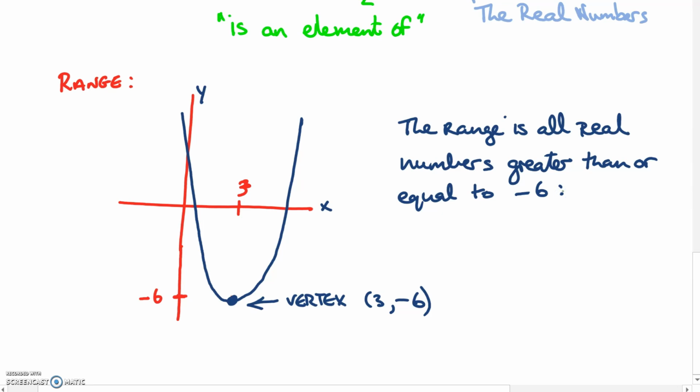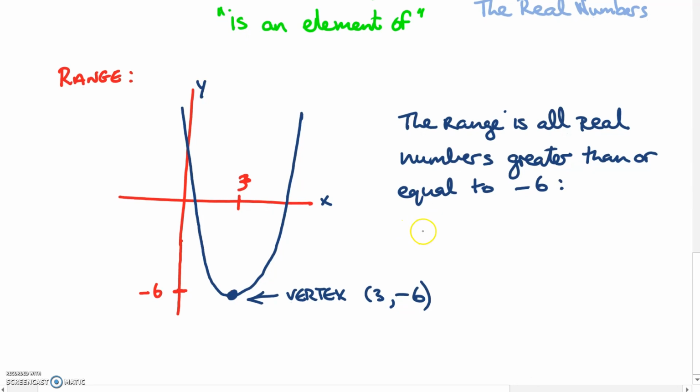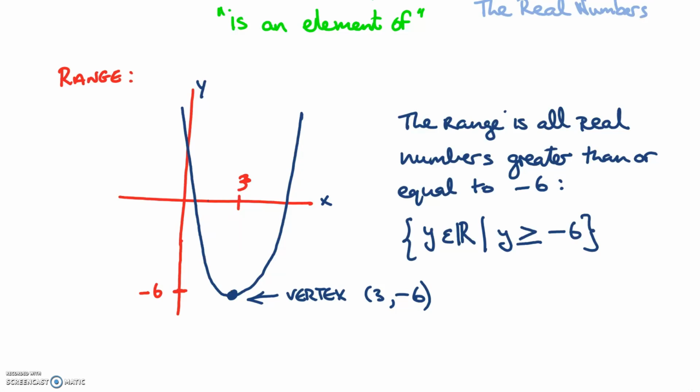And we have to write this in symbols, and the way we write it is y, because y is the letter that's used for the range. So y is a real number such that y is greater than or equal to -6. So the only y values, the only numbers that come out of this function, are always going to be greater than or equal to -6. -6 is the smallest number that that function will give us, and we can see it if we look at the graph. Okay?